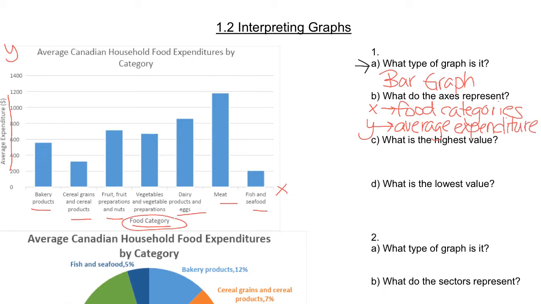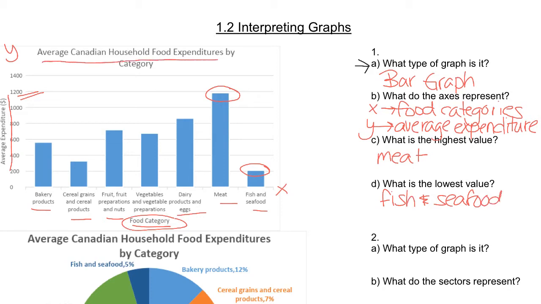So the next question is, what is the highest value? Obviously we can see that this one is the highest value. So this is meat, and it's somewhere almost at $1,200. And then the lowest value, looking down here, is this one here, fish and seafood. So this is our average Canadian household food expenditure by category. On average, we're looking at households and how much they spend on the different types of foods. And this graph can tell us all of that information.